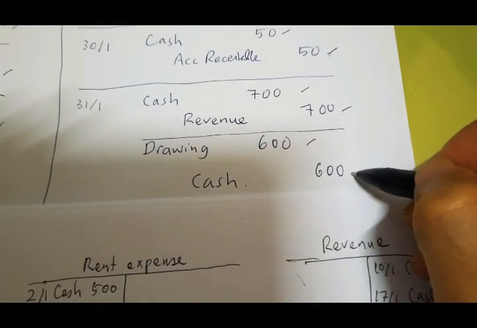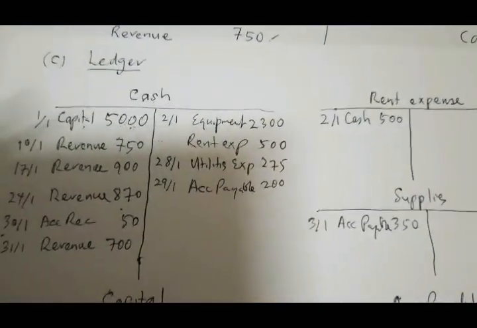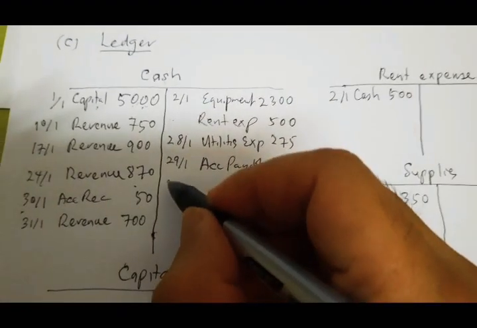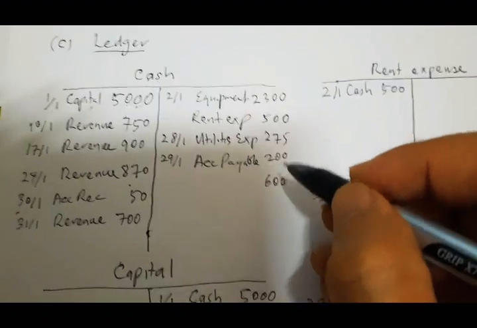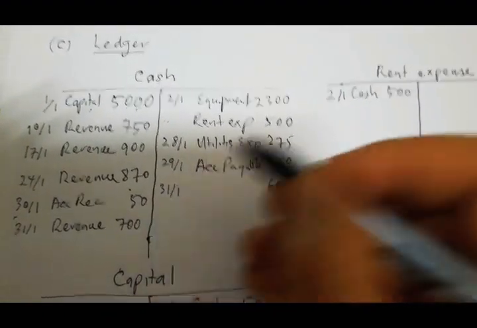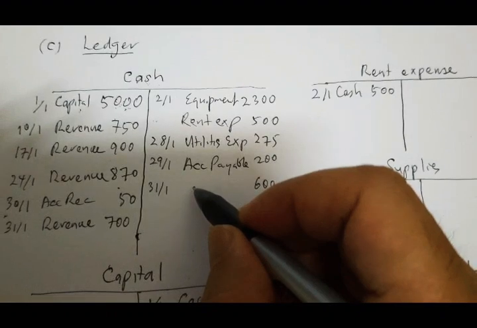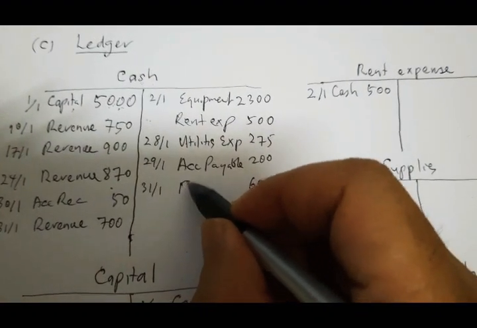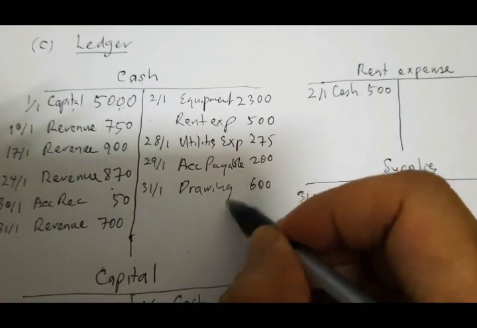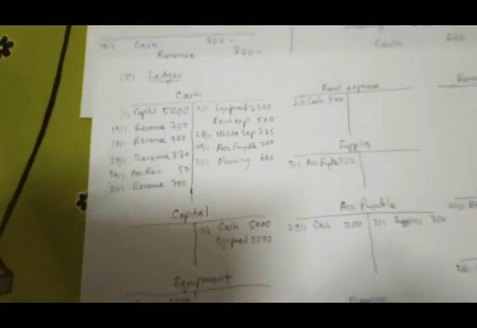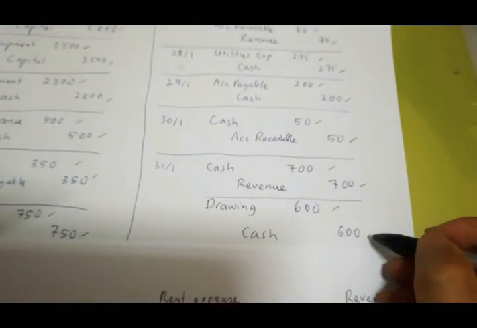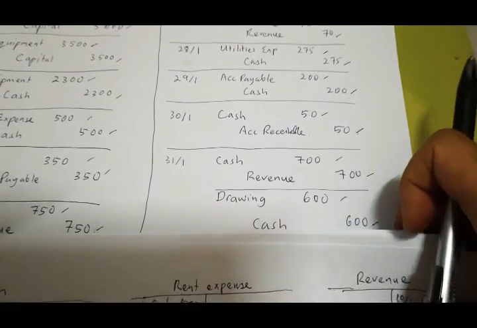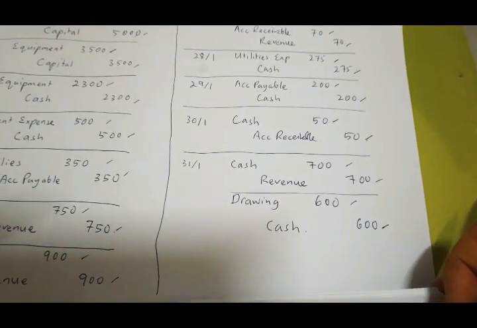Credit cash 600. You see we have account cash, so you have to credit account cash 600. The amount is 600, you credit. The date is 31st of January. The transaction refers to account drawing. Okay, so you have transferred all the journal entries into the ledger.